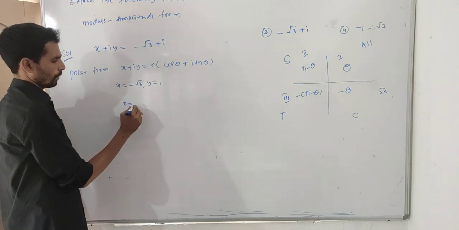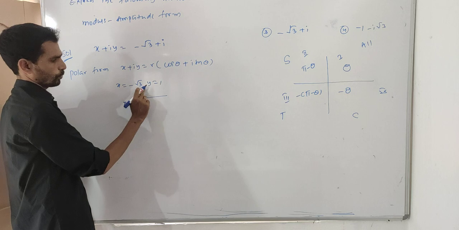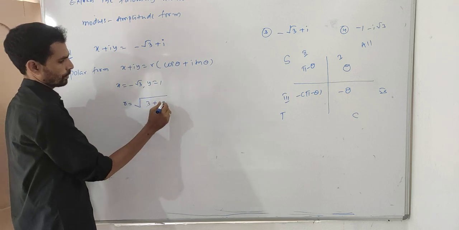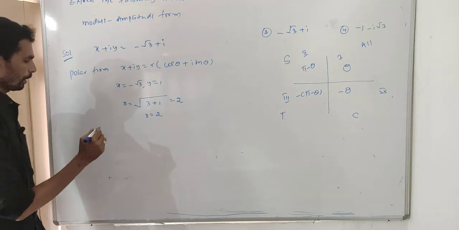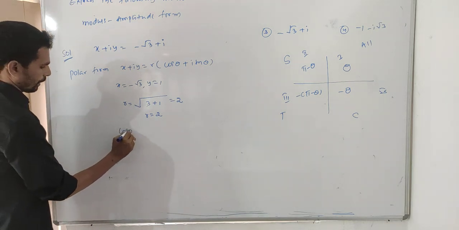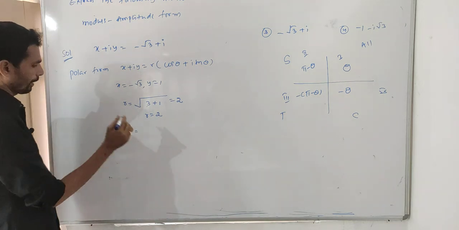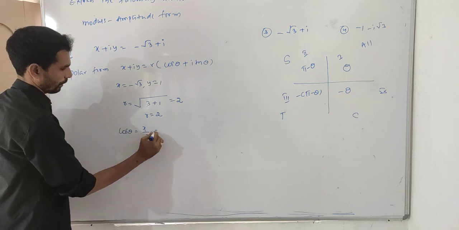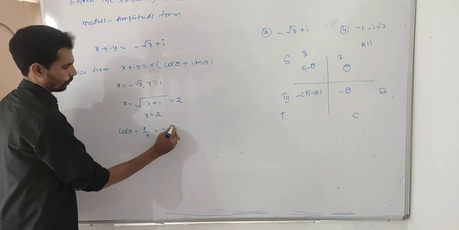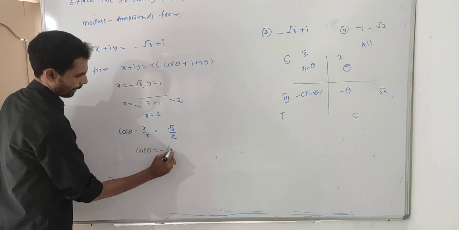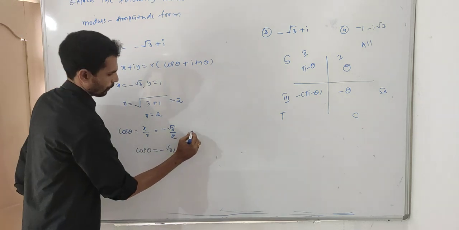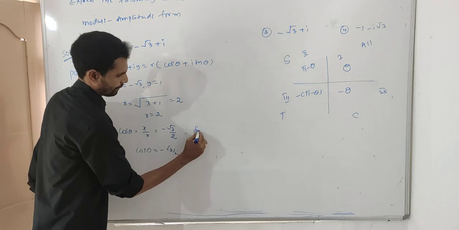What is the r value? r value is under root of x square plus y square. 3 plus 1, so indirectly we get r value is 2. Well, we know what is cos theta? Cos theta means x by r. What is x value? Minus root 3. r value is 2. So cos theta is equal to minus root 3 by 2. Next one, sin theta. What is the sin theta?